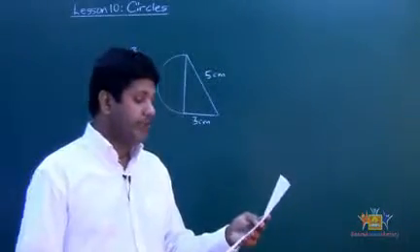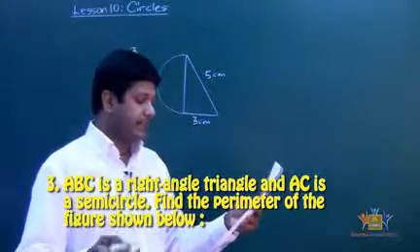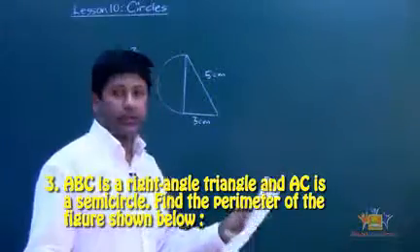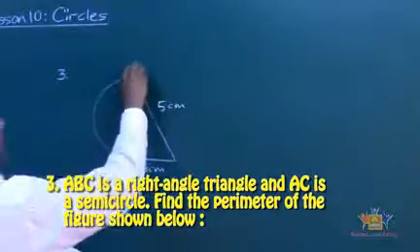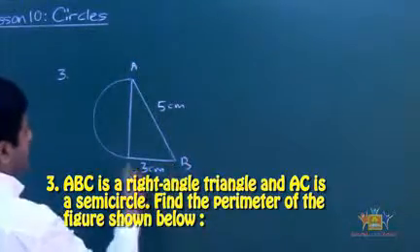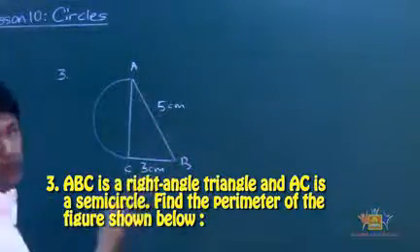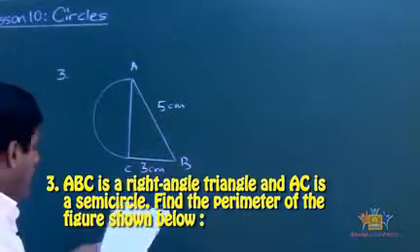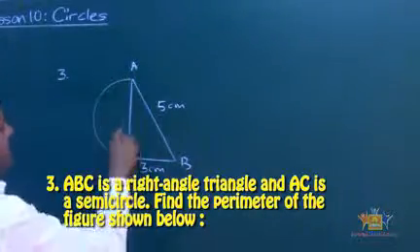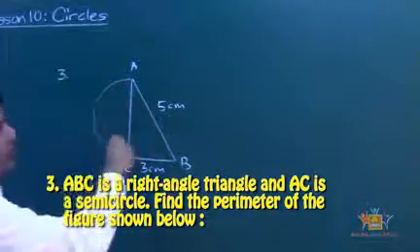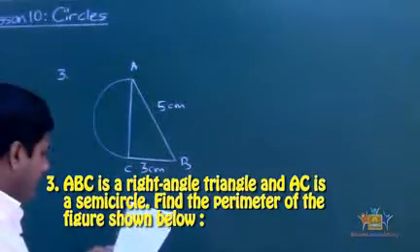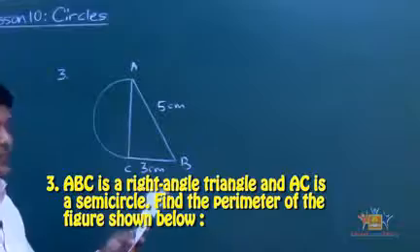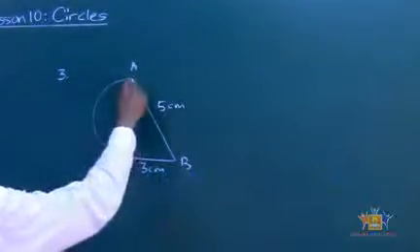Now, problem number 3 says ABC is a right angle triangle. So now Mr. Mac has the diagram right there. Let's label that. So this is A, B and C. So a triangle. And then AC, this one AC is the diameter of this semicircle. See, there's a semicircle, with that as its diameter. And then they said what? Find the perimeter of the figure below. So we're going to find the perimeter.